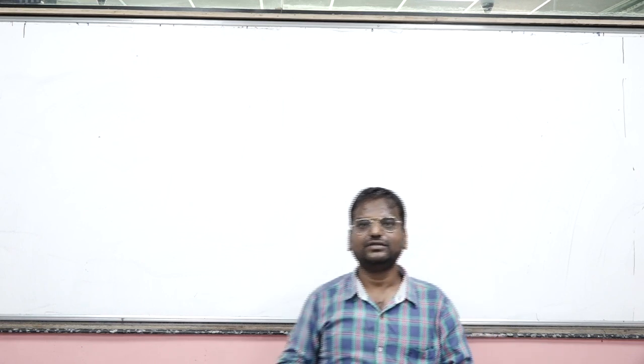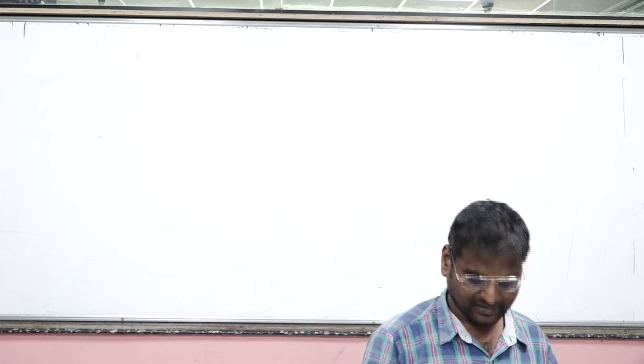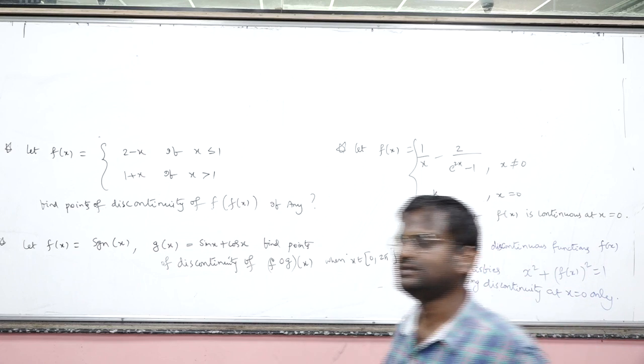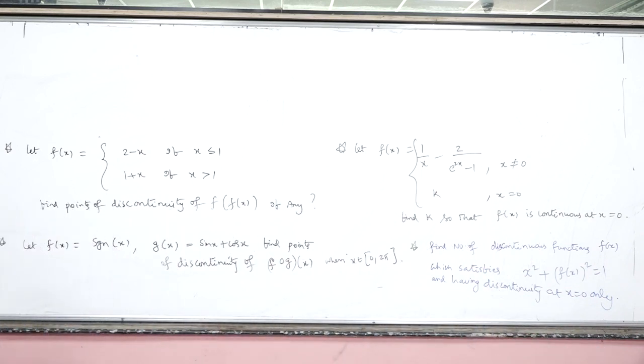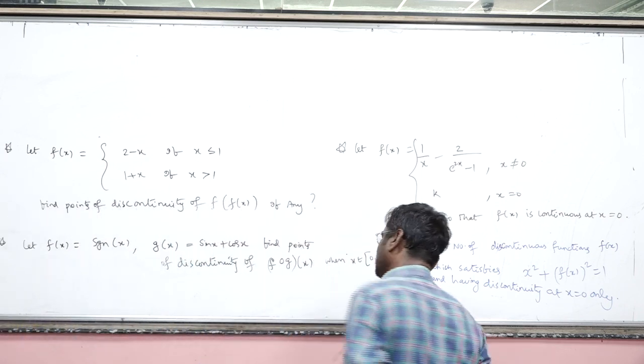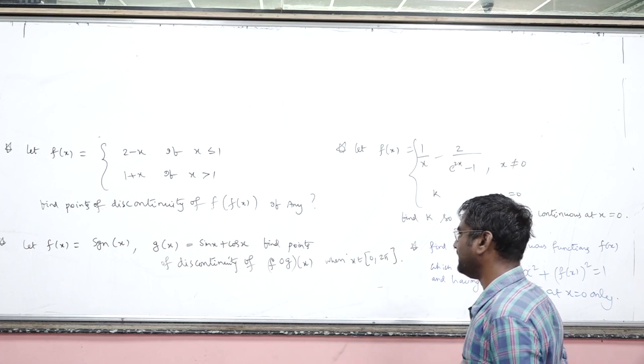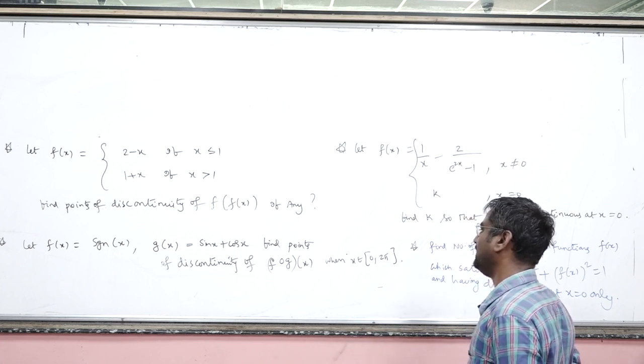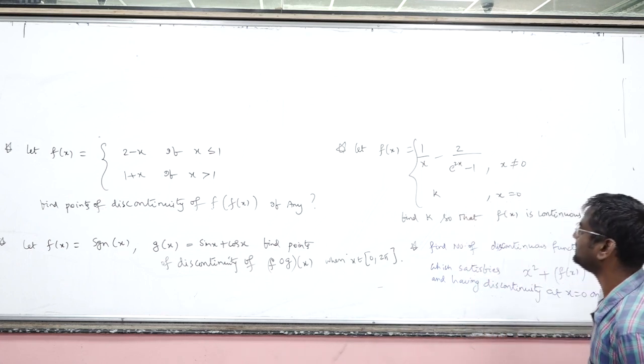So let us continue with more questions. This is our next set of questions. Let f of x equal to 2 minus x if x less than or equal to 1, 1 plus x if x greater than 1. Find discontinuities of f of x, self-composite function. Let f of x be signum x, signum function, g of x is sin x plus cos x. Find the points of discontinuity of f of g of x, composite function.